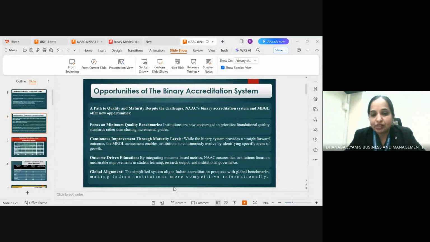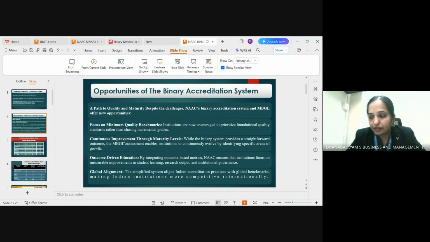Similar to the earlier accreditation process, where we had criteria, seven criteria, here in this binary accreditation system we have 10 attributes. When you look into these 10 attributes, I will meanwhile show the PPT also, so that you can have clarity on it.